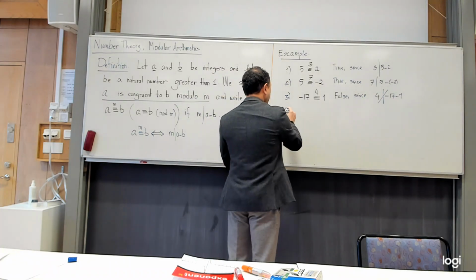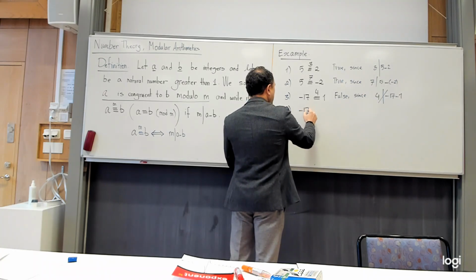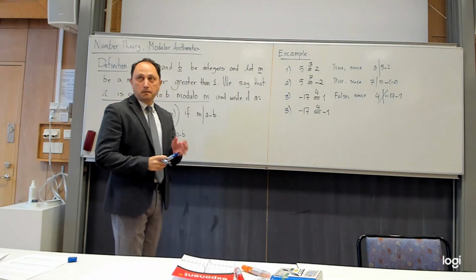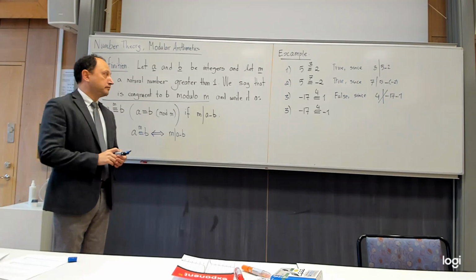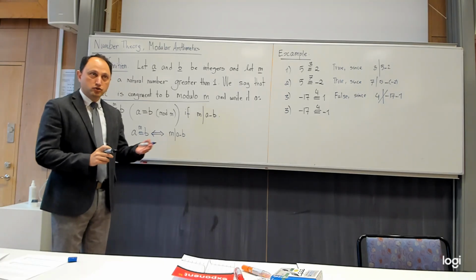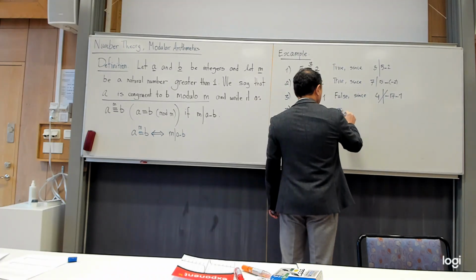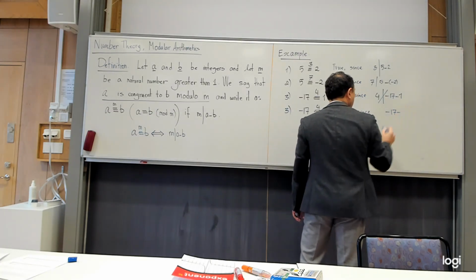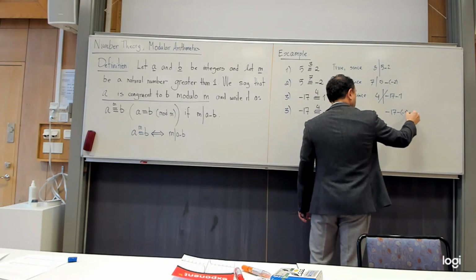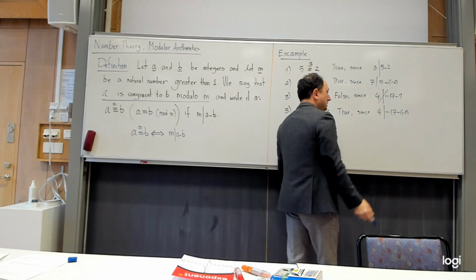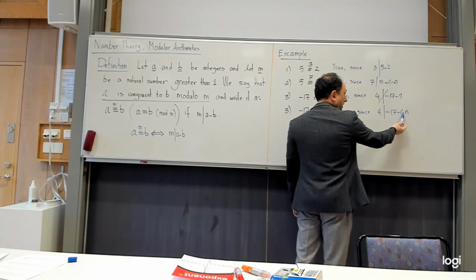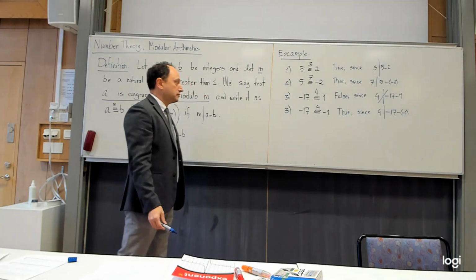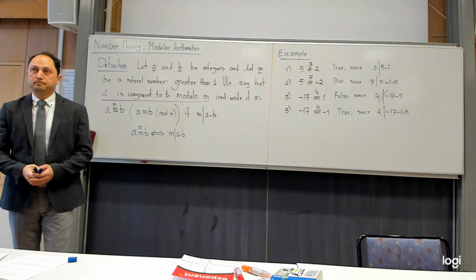Yes? But what about this one, for example? Minus 17 is congruent to minus 1, the same modulo 4. Is it true or false this time? This is true now, yes? It's true since the number on the left minus the number on the right, which has another minus sign, is divisible by 4. Minus 17 minus minus 1 is minus 16. And minus 16 is divisible by 4. Yes? So this is true. Yeah, is that understandable?